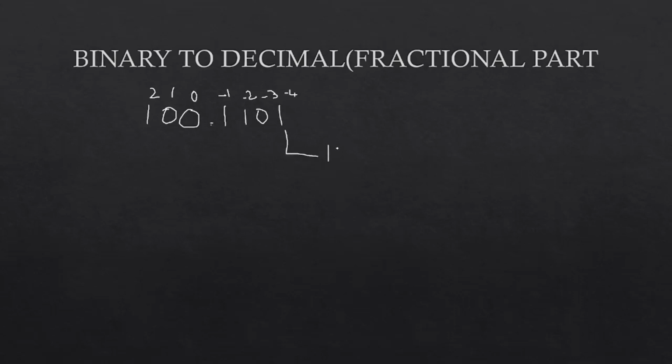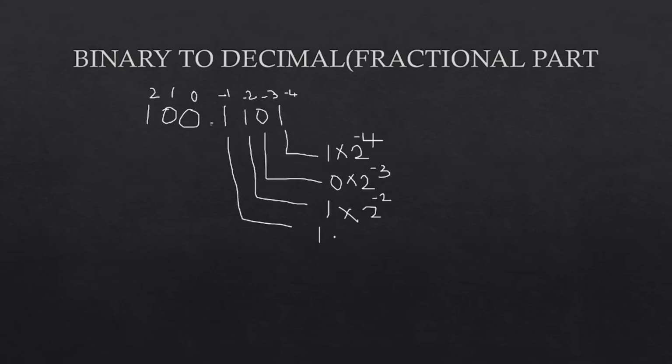1 into 2 to the power of what? Here, sorry, -2, -3, -4. So 2 to the power of -4. Clear? Again here, 0 into 2 to the power of -3. After that, 1 into 2 to the power of -2. And again here, 1 into 2 to the power of -1.